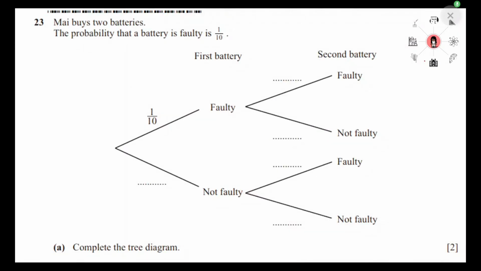Question 23. My buys 2 batteries. The probability that a battery is faulty is 1 by 10. A. Complete the tree diagram.